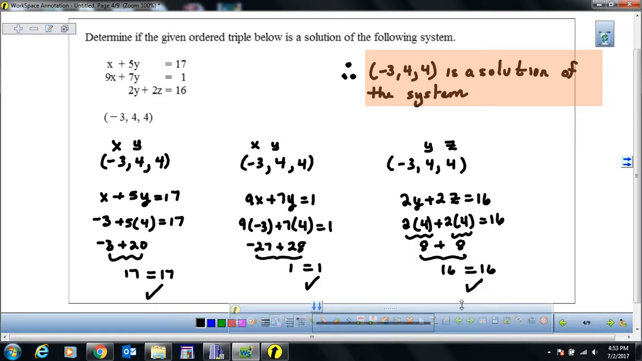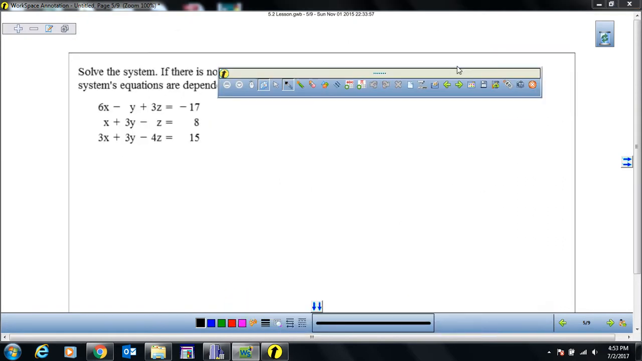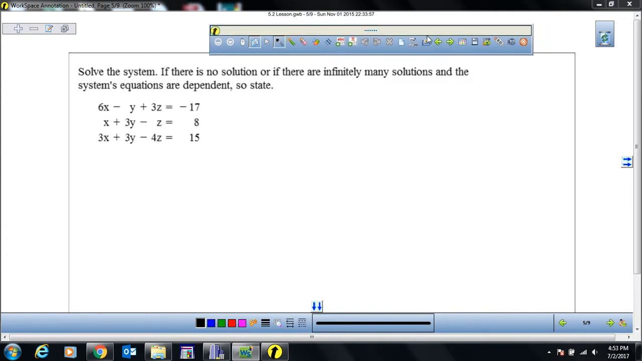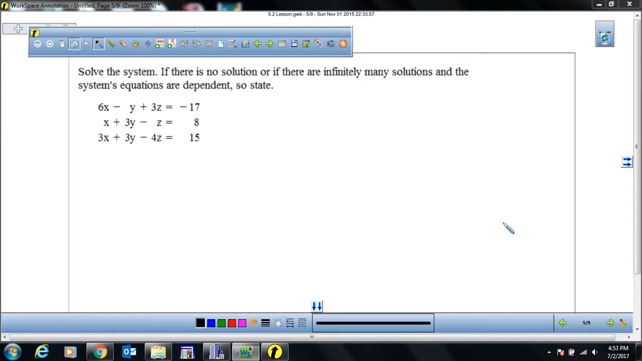Now, we're going to be solving systems of linear equations with three variables using the method of addition. So, I'm going to do this problem first. We're going to solve the system. If there is no solution or if there are infinitely many solutions, so state.